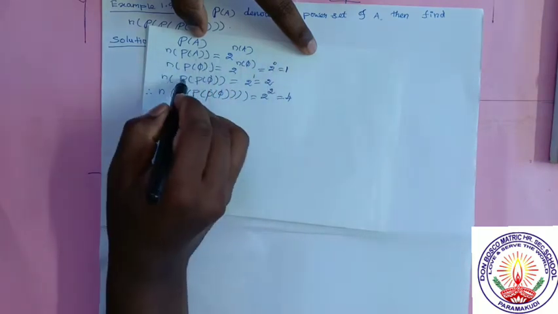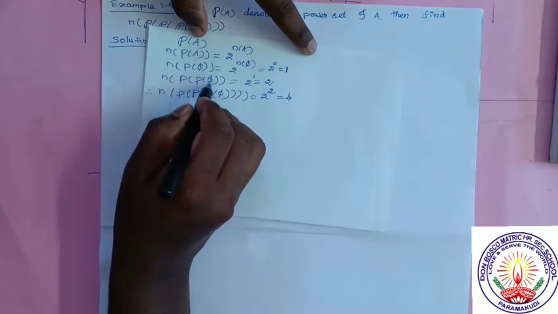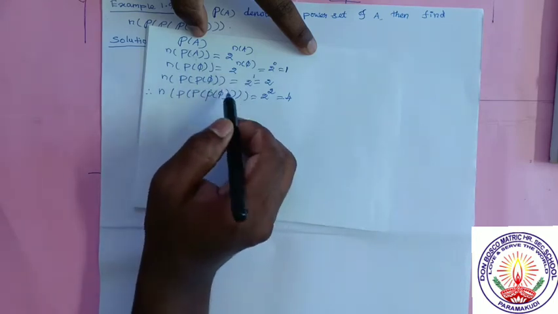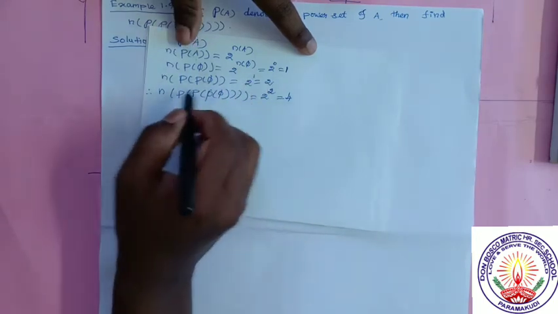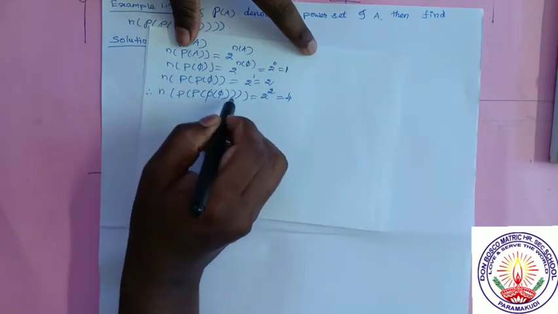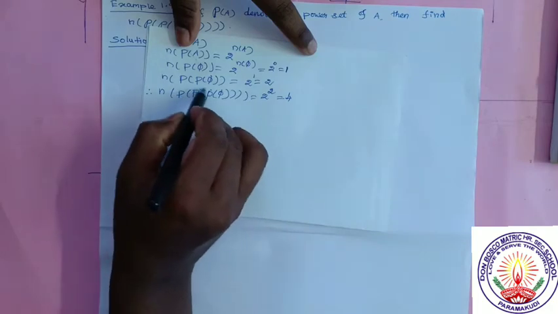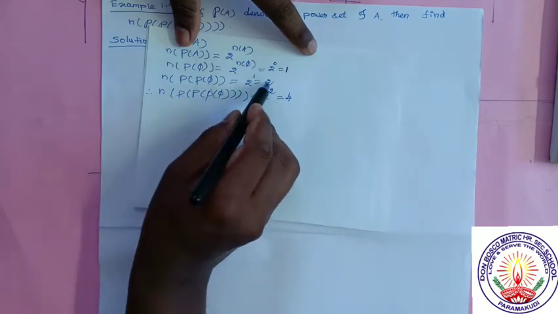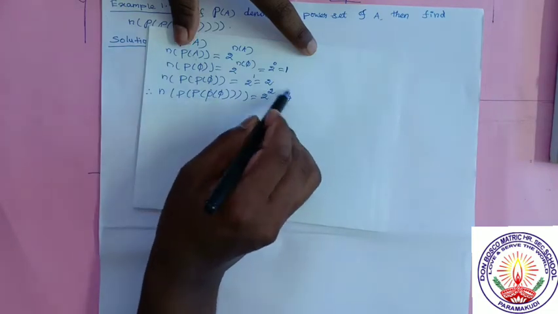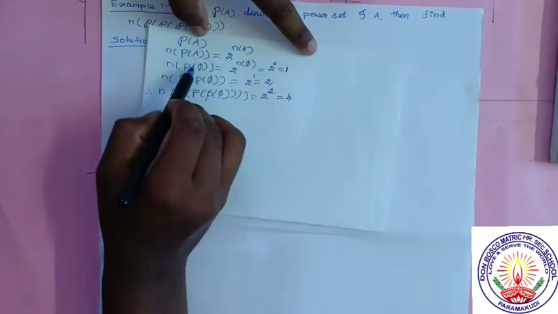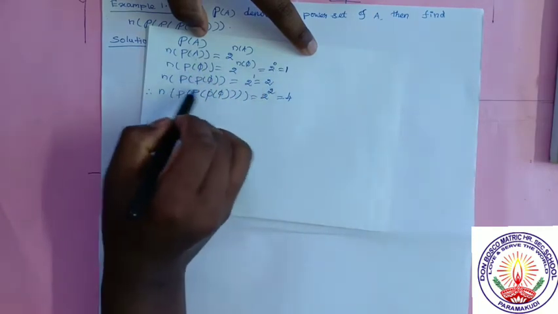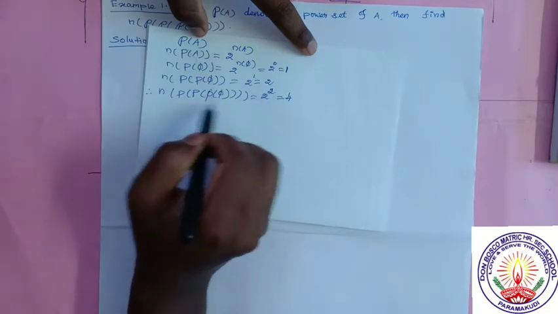Next, when you take the power set again, since this P of phi has one element, the next power set will have 2 power 1 elements. So 2 power 1 is equal to 2. Again take another power set. Since this has 2 elements, the next power set will have 2 power 2 elements, which is equal to 4. So first this set has one element, its power set has 2 elements, and again its power set has 2 power 2 equal to 4 elements.